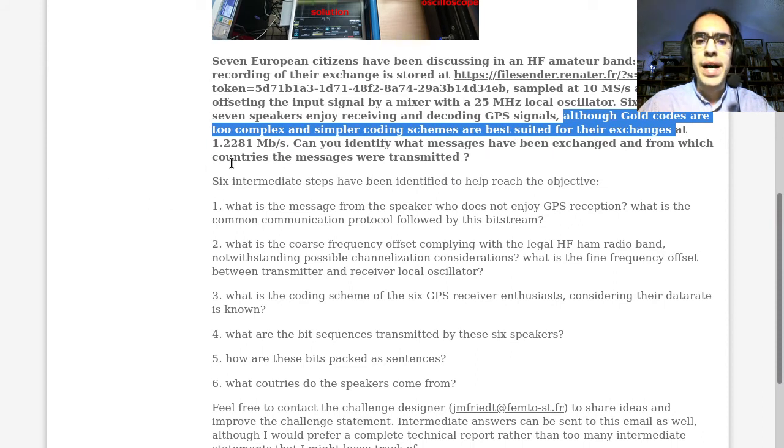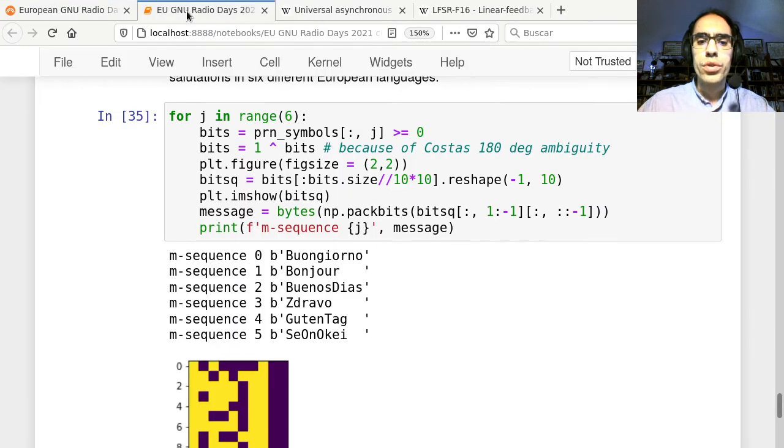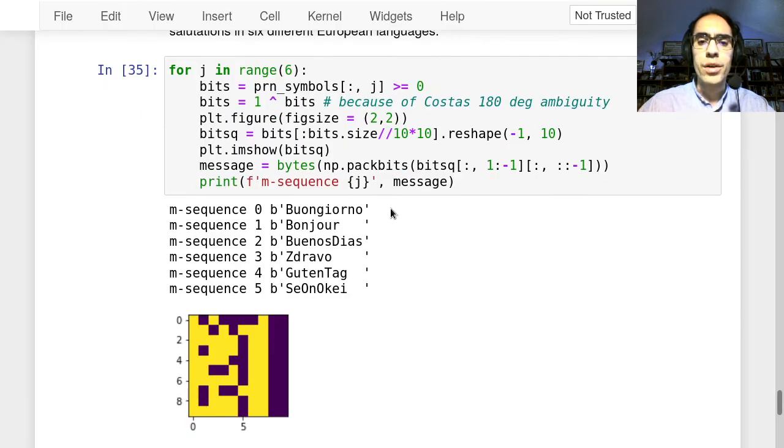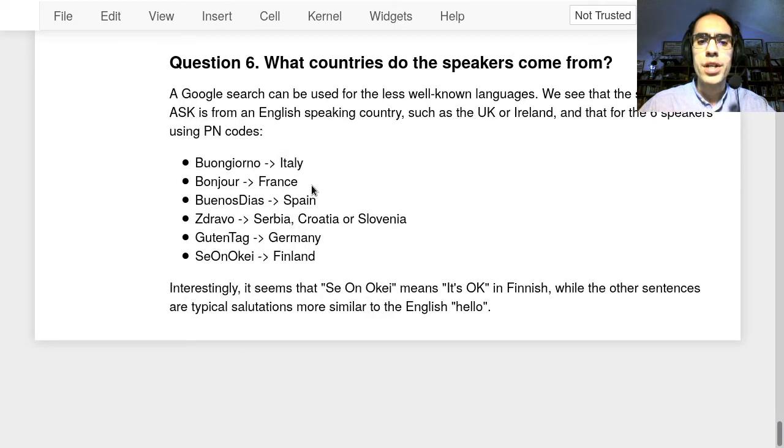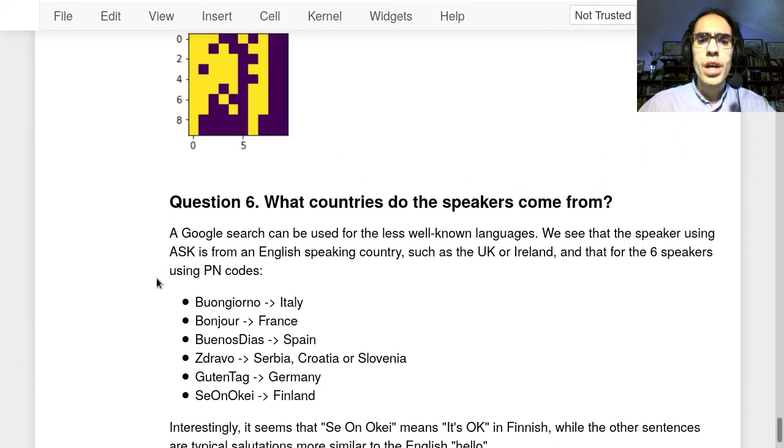So by looking at those languages, we can make out what countries the speakers come from, and Google is quite helpful for those. So the countries are Italy, France, Spain, a number of Slavic countries which have the same kind of greeting, Germany of course, and actually seon okay means it's okay in Finnish, so go figure.